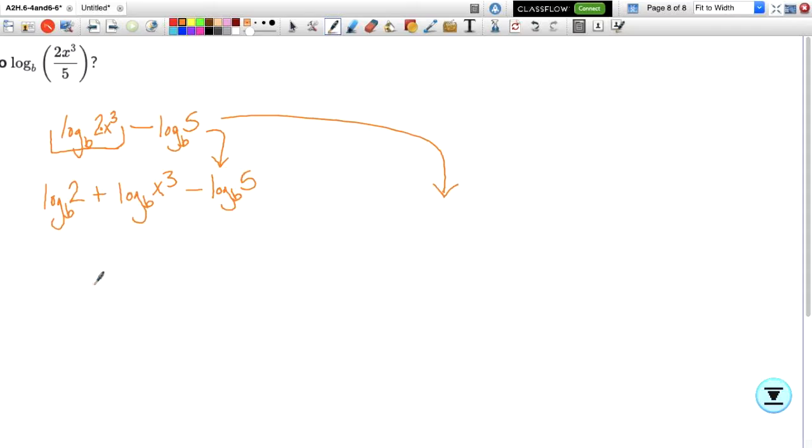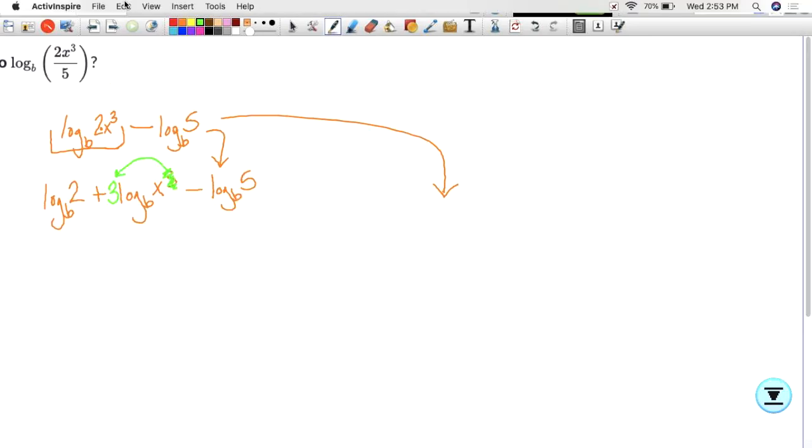Now there is actually one more thing I can do here. This is as simple as it can get. However, we have an exponent, right? Some value raised to an exponent. I can take that 3 and put it right there. So this would be as expanded as it could get. So log base b of 2 plus 3 log base b of x minus log base b of 5.